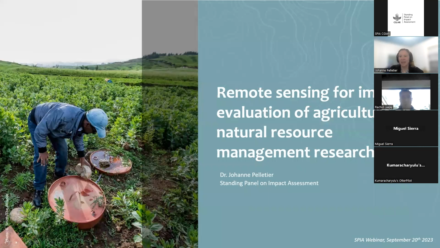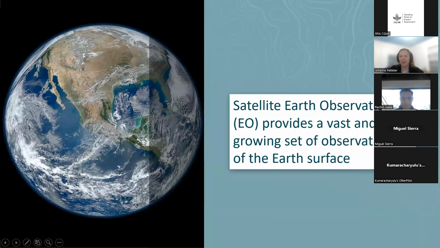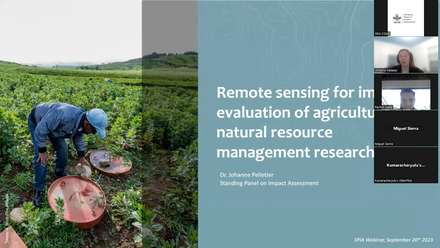Just a little introduction about the guidelines. The guidelines are a way to provide information on the use of remote sensing for impact evaluation in areas that are connected to CGIAR activities.